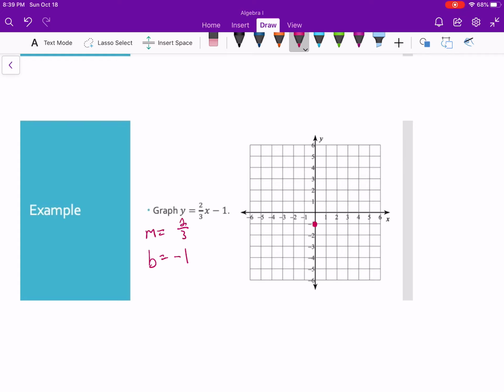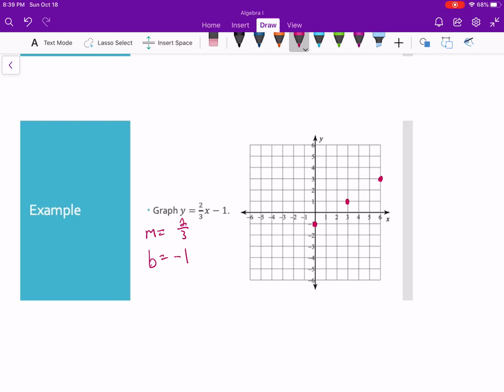Then I'm going to use my slope to find 2 more points. We want to have 2 because if we make a mistake with one of them, then they're not going to line up very well and we'll know that we made a mistake. So the slope of 2/3, okay, that means we go up 2 and to the right 3. So here's our next point. Same thing, do it again, up 2 and to the right 3.